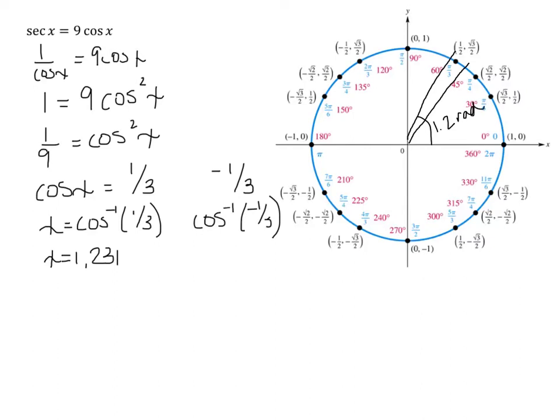Well, again, remember that cosine is positive in 2 places. So I need a reference angle that's 1.2 radians here. So to get that, I will take 2 pi minus the value that I was given to find out that the other value is 5.052.